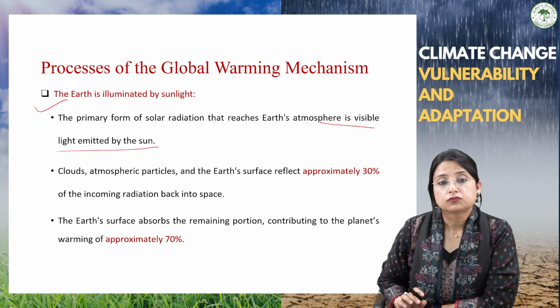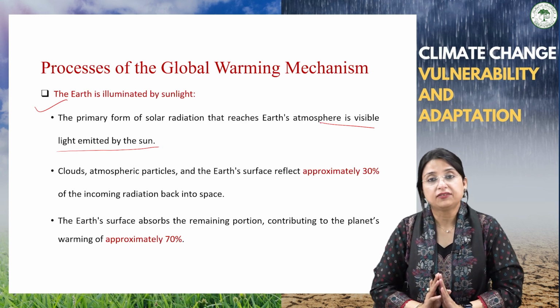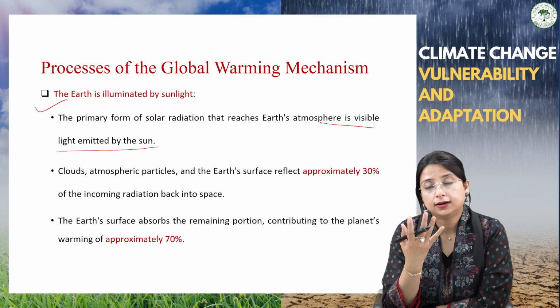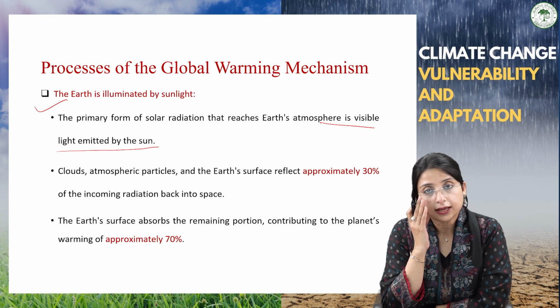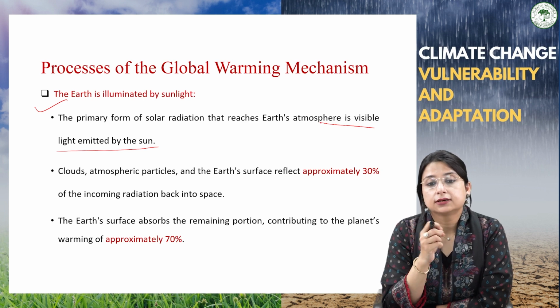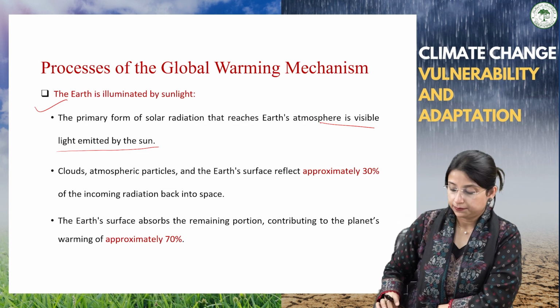Clouds, atmospheric particles and the Earth's surface reflect approximately 30% of the incoming radiation back into space. If we assume that Earth receives 100% of the heat, 30% is lost due to scattering and absorption by the clouds and atmospheric particles, and even reflection from the surface. That 30% is radiated back into space, but the Earth's surface absorbs the remaining portion, contributing to the planet's warming. Approximately the remaining portion is 70%.